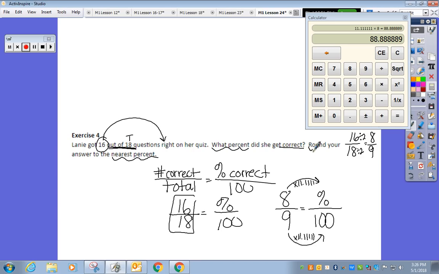Notice in the directions it said to round your answer to the nearest percent. So I'm going to take my 88 that comes before the decimal up here, and I'm going to go 1 digit past that. Okay, you just need 1 past the decimal point to round to the nearest percent. This 8 tells this 8 to go up, and it becomes 89%.